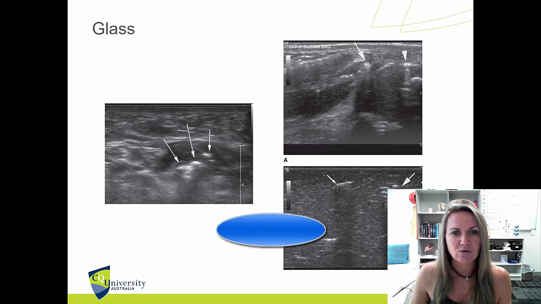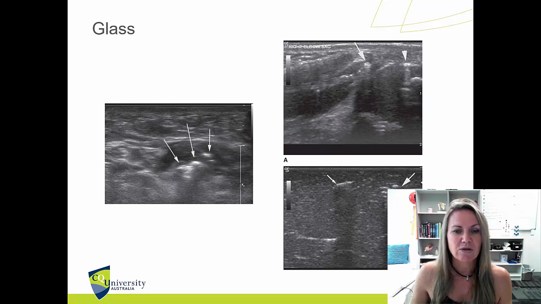That's the artifact that we're looking for. We've got a little bit of reverb coming down here with that ring down as well. So look for that posterior shadowing here. We're looking for a displacement in the structure, so we can see this is all very nice and homogeneous, and then we can see these echogenic structures here, which are little glass shards.